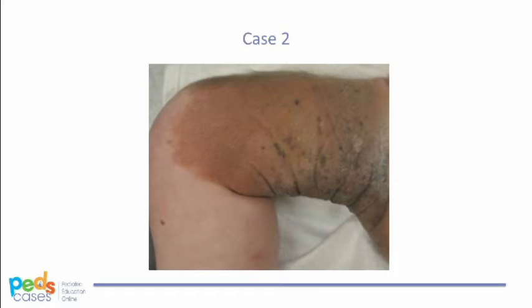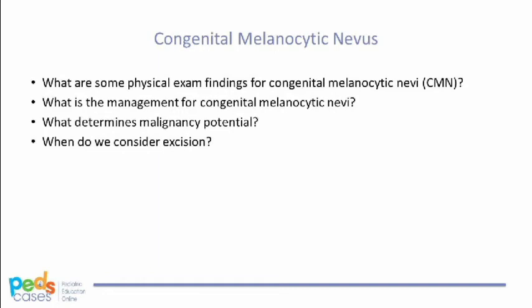What are some physical exam findings for congenital melanocytic nevi? Well, congenital melanocytic nevi can present with macules, papules, and plaques, immediately noticed at birth. The color is often tan, dark brown, or black. The texture can vary from smooth to cobblestone-like appearance. The hair on these lesions can be present, but sometimes there is no hair. Pigmentation can develop over time.